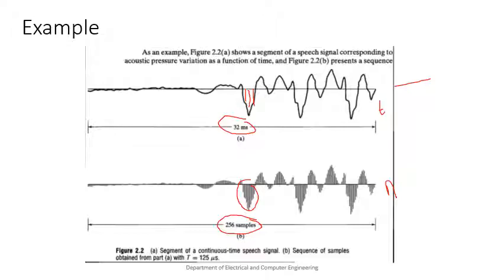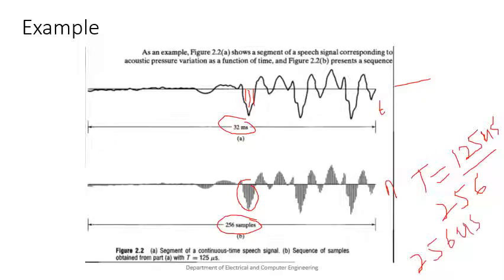So if you see here, segment of continuous time, sequence of samples obtained, T is equal to what? T is equal to 125 microseconds. So we know that if time is this and samples are 256, if you multiply 125 microseconds with 256, what are you going to get? You are going to get 32 milliseconds.